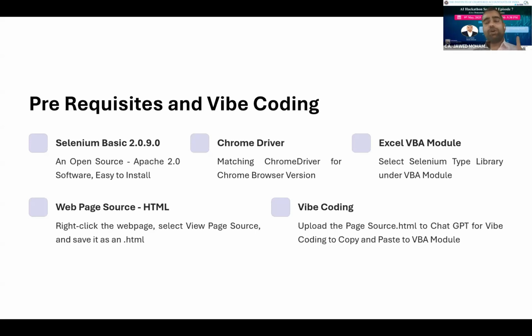And the last thing, all we need to do is just go to a particular website or web page which we want to automate, right click and save this page as a source, as an HTML, and we can simply put it into any large language model for coding. The last thing is vibe coding.